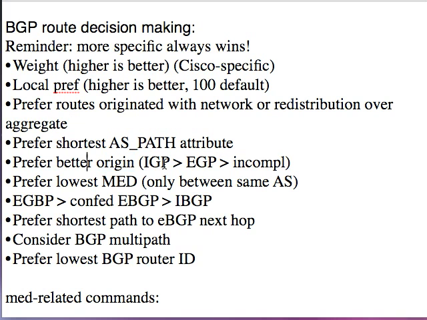You prefer the better origin, which is origin IGP, which is complete, over origin EGP, which is the old Exterior Gateway Protocol, over incomplete routes, which are redistributed. And then, now pretty low in the priority list, you prefer the lowest MED. Remember, a MED is a metric, and a lower metric is better, whereas a local preference is a preference, where higher is better.